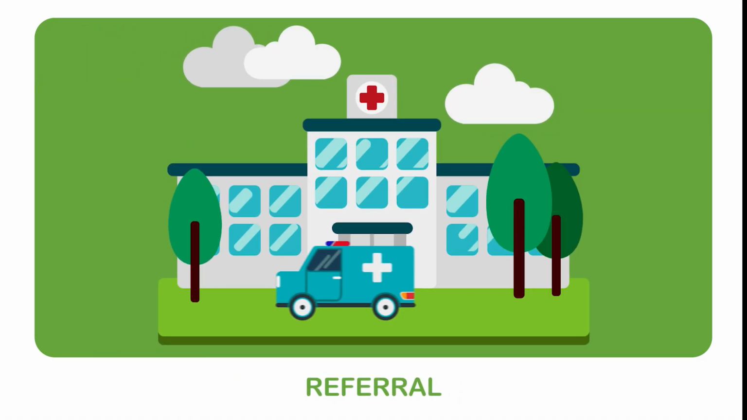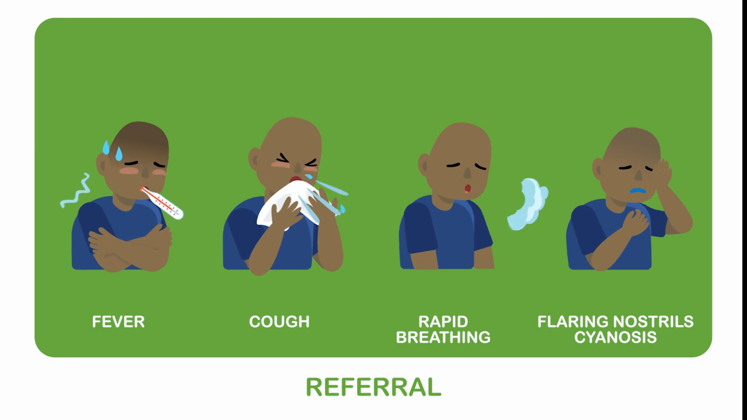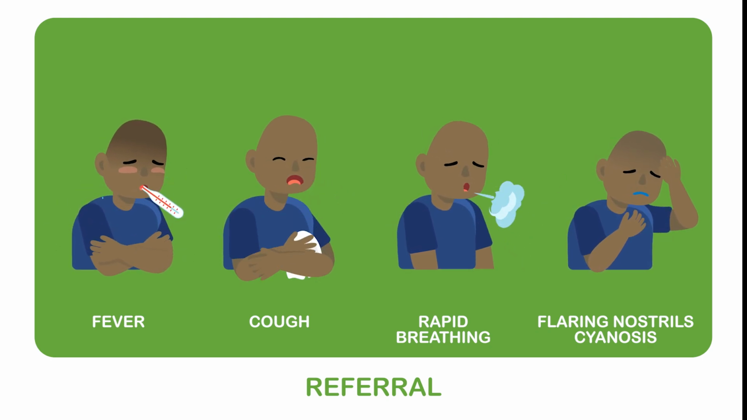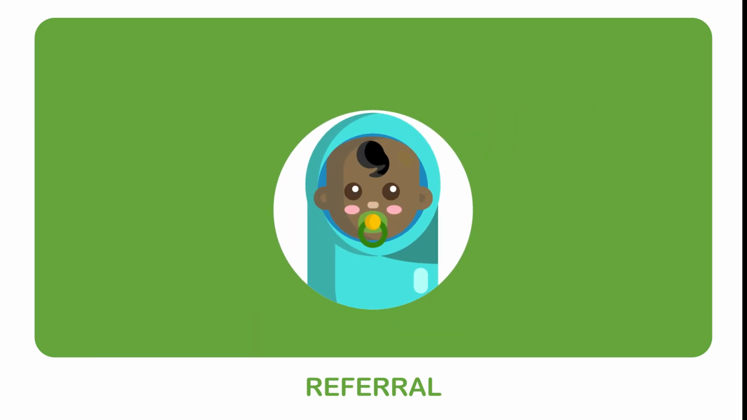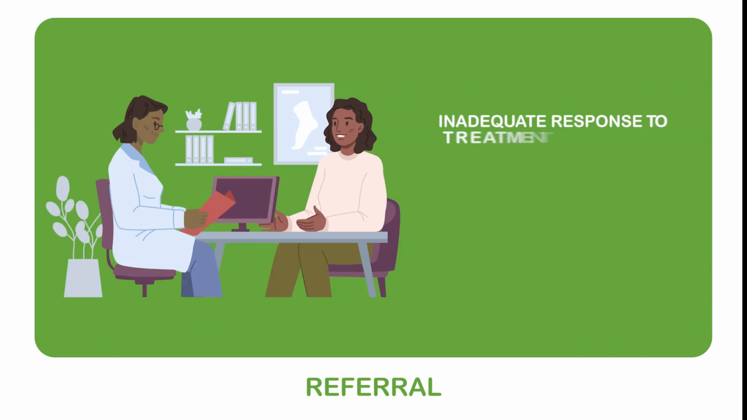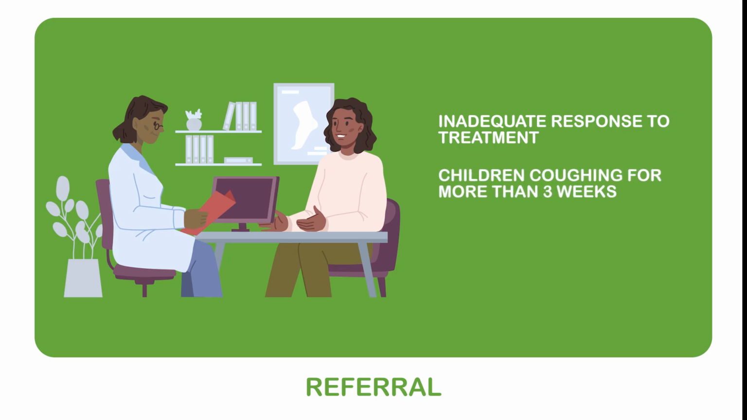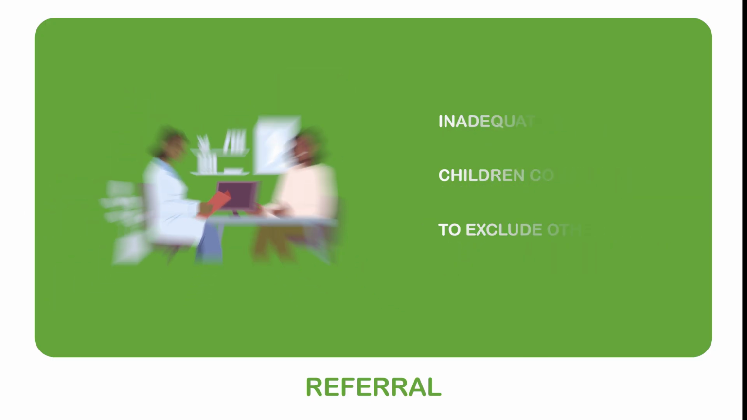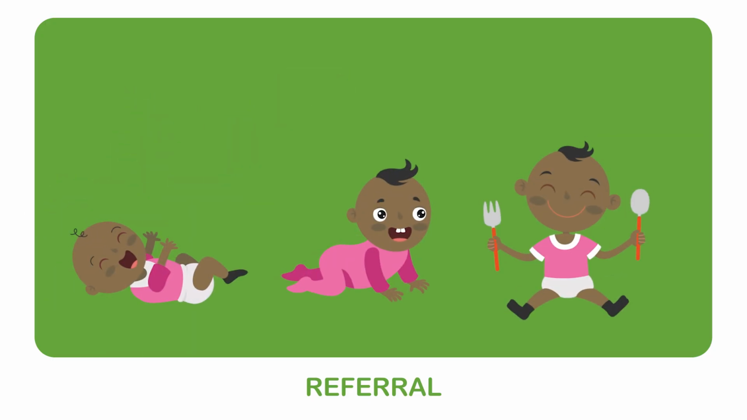Referrals are urgent for all children with severe pneumonia, i.e. chest indrawing of the lower chest wall, flaring nostrils or cyanosis, and all children under 2 months of age. Non-urgent referrals are when there is inadequate response to treatment, or children are coughing for more than 3 weeks, to exclude other causes such as TB, foreign body aspiration or pertussis. Young children, babies and premature babies are especially vulnerable to infectious diseases like pneumonia and TB.